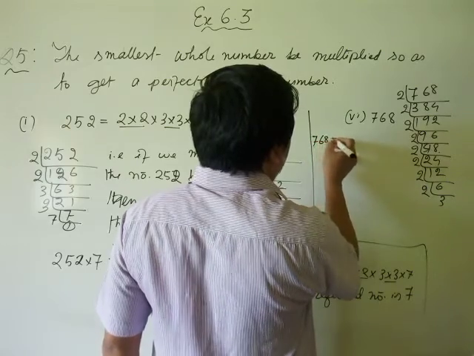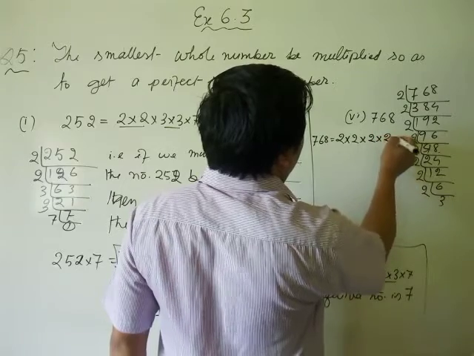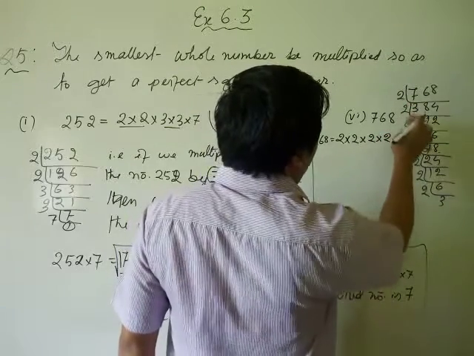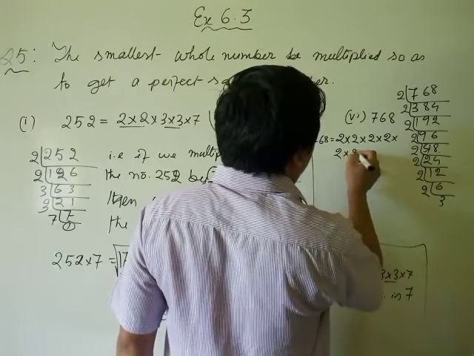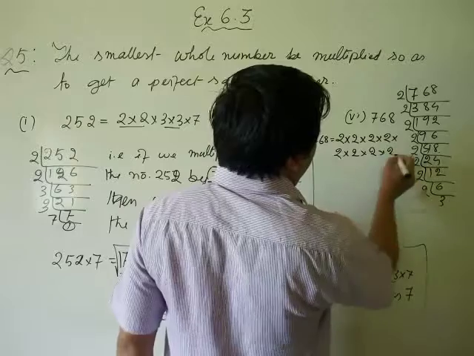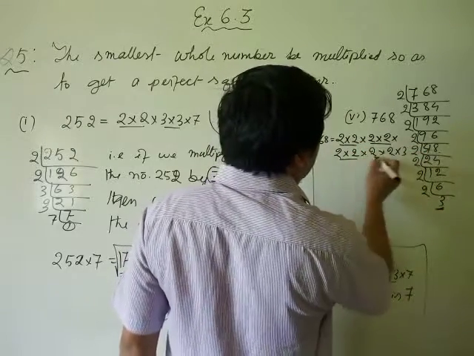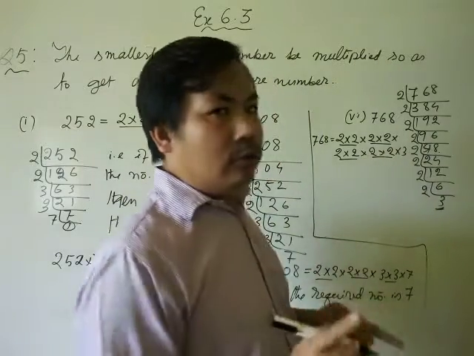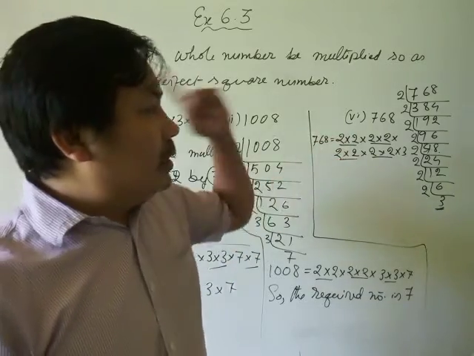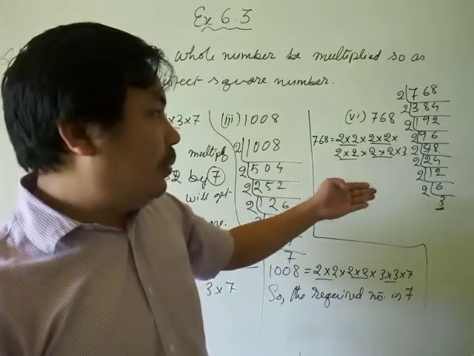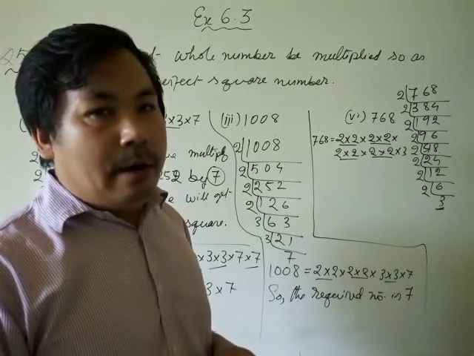768 is equal to 2 into 2 into 2 into 2 into 2 into 2 into 2 into 2 into 3. And 3 here, 1 3 is there, isn't it? So all the 2s can be paired. 2s we can pair, but one number you can find out there, 3, which is an unpaired number, isn't it? So because of this unpaired number, we cannot find the square root of the given number, and the given number is also not a perfect square.